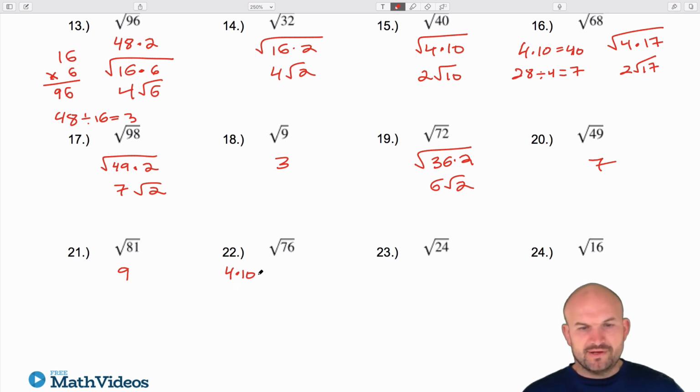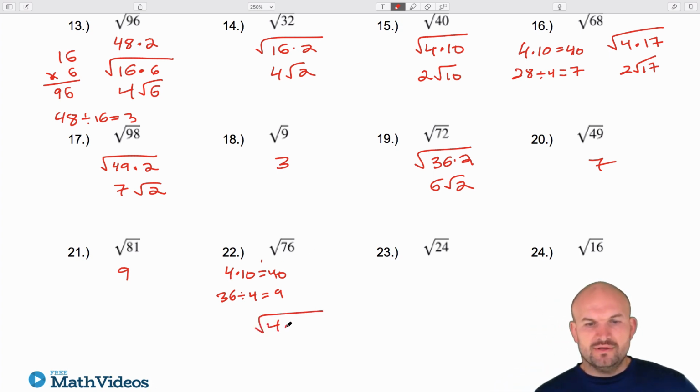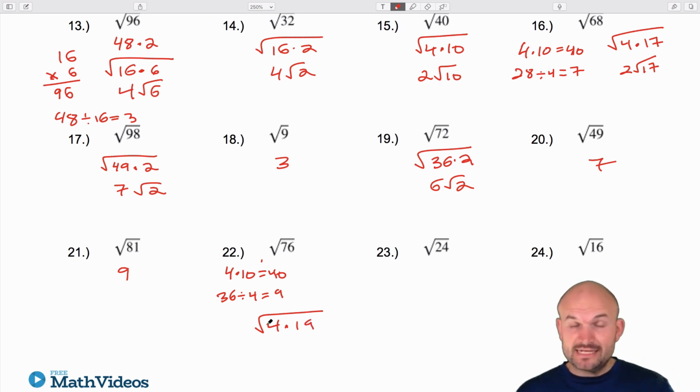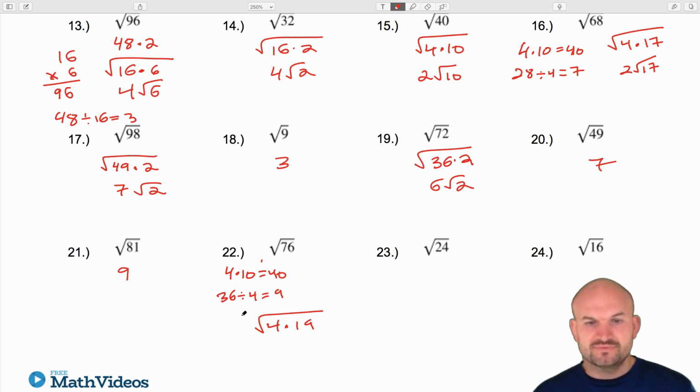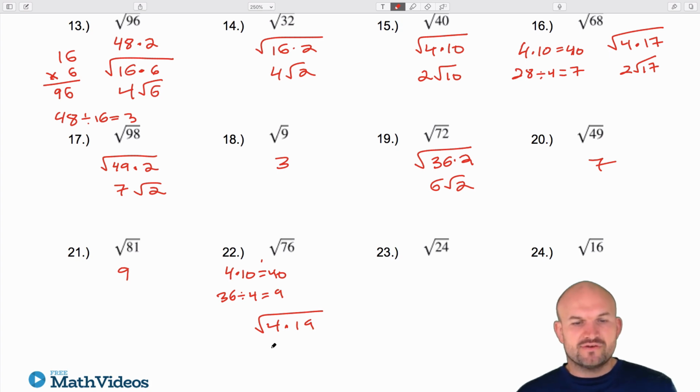So 4 times 10 is 40, right? That would leave 36 left. So 36 divided by 4 is equal to 9. And it looks like I'm going to deal with 19. So square root of 4 times 19. Again, let's make sure that works. 2 times 19 is 38. 38 times 2 would be 76. So therefore, this is 2 square root of 19.